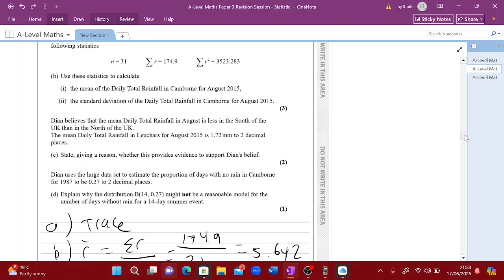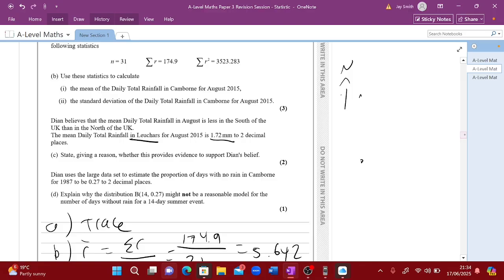So then it says Diane believes that the mean daily total rainfall in August is less in the south of the UK than the north. The mean daily total rainfall for Leuchars is 1.72 millimeters. State whether this provides evidence of Diane's belief. So Diane's saying south of the UK and then the north. Obviously, north is at the top of the UK. It's saying that the rainfall in the south will be less, so it's kind of sunny, I guess, which makes sense because the north is colder in general. But does the data support it?